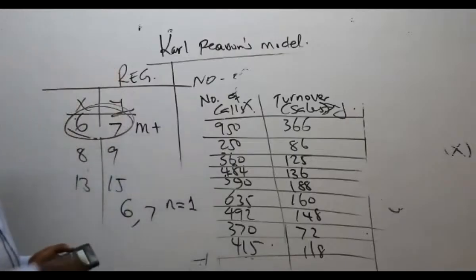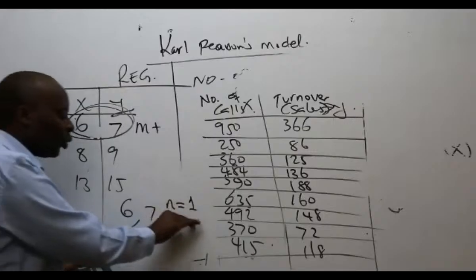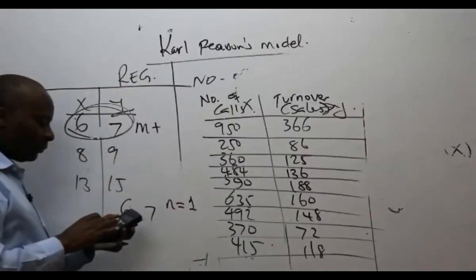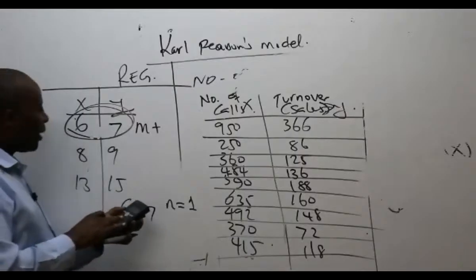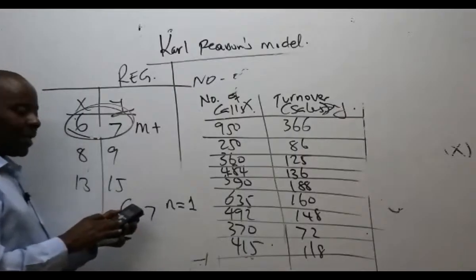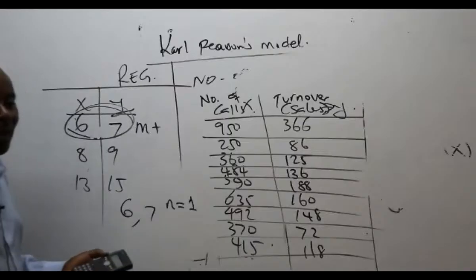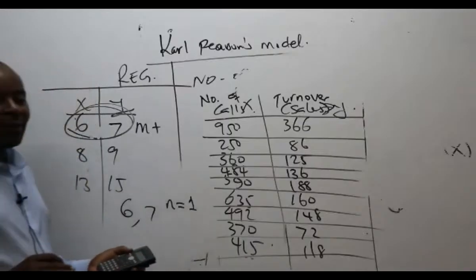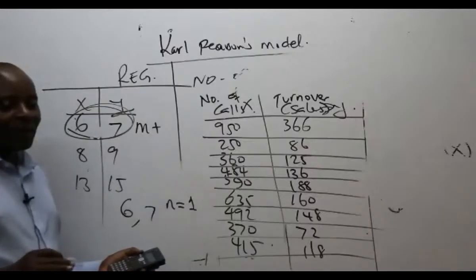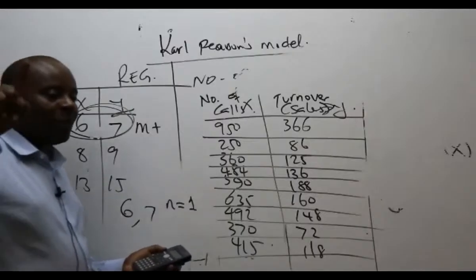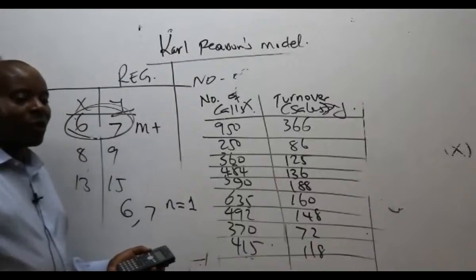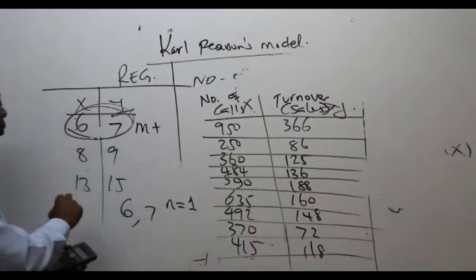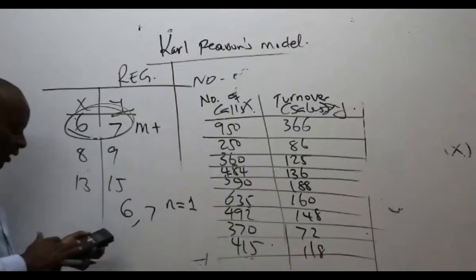Ladies and gentlemen, that straight away calls you to enter the second. So utakuja useme 8,9. Alafu unasema M plus. Is there somebody who has been told that this time round N equals 2? Thank you very much, Maureen. So we got the last one, which is 13,15.